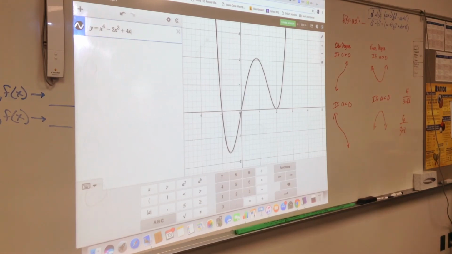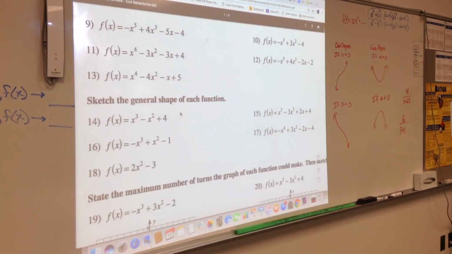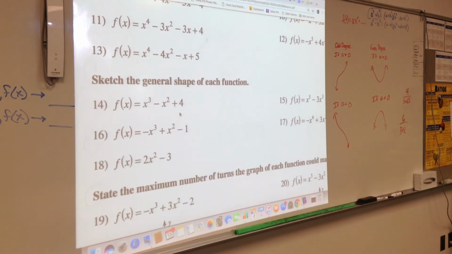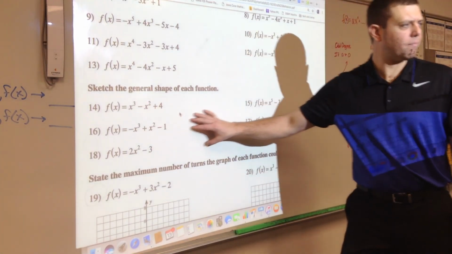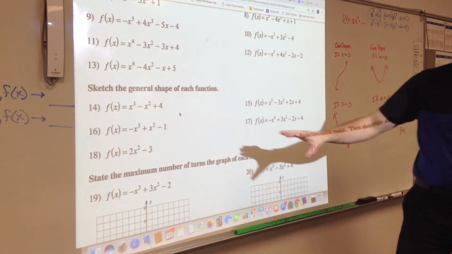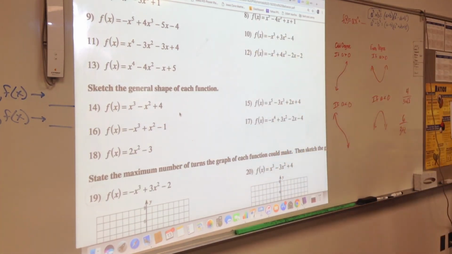So what I would like you guys to do then is just on your scratch paper, see if you can draw a rough sketch of these 5 polynomials. You don't need to be accurate whatsoever. I just want to see what you guys can do and draw a rough sketch of these 5 polynomials. I'll do the first one with you.